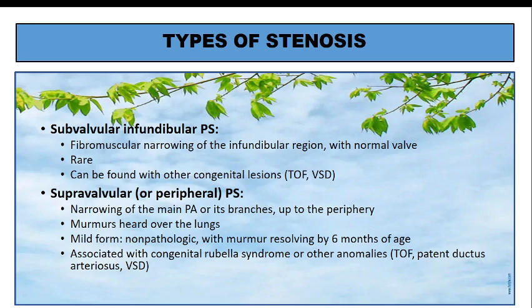Second is these things are rare, and this may be associated with other problems like tetralogy of Fallot or ventricular septal defect. Second is supra, sub मतलब नीचे, supra मतलब above. Supravalvular or peripheral pulmonary stenosis. What it is? A narrowing of the main pulmonary artery or its branches up to the periphery. Okay.